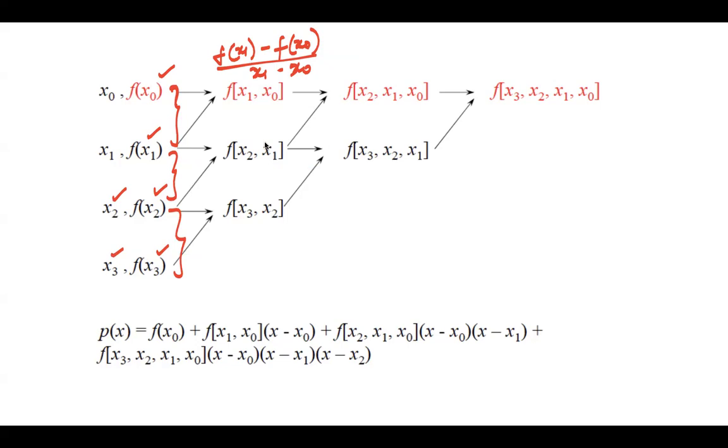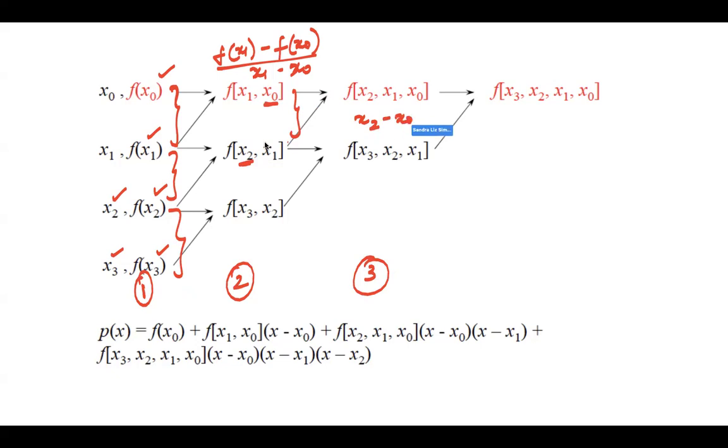Okay, now let us go to the next column. So this is the first column, this is the second column, third column. Now let us go to the third column. In the third column, what do you do? You calculate the difference between these two values. And the denominator? You see the largest entry is x2 and the lowest entry is x0, right? So the denominator will be x2 minus x0 here.